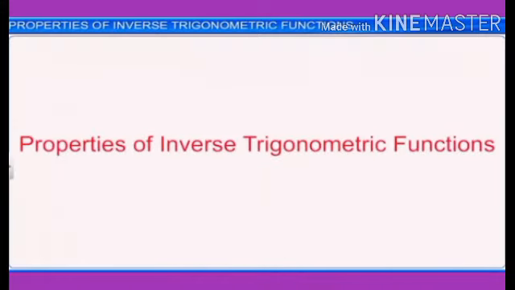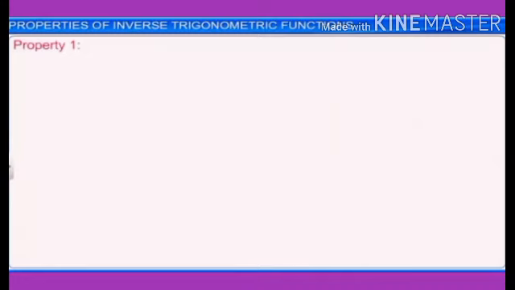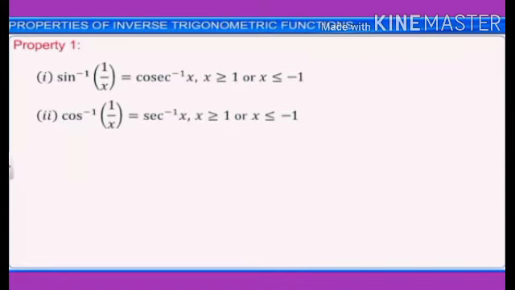Let us now prove some properties of inverse trigonometric functions. The first property states that sine inverse of 1 upon x is equal to cosecant inverse x. Also, cos inverse of 1 upon x is equal to secant inverse x. Similarly, tan inverse of 1 upon x is equal to cot inverse x.